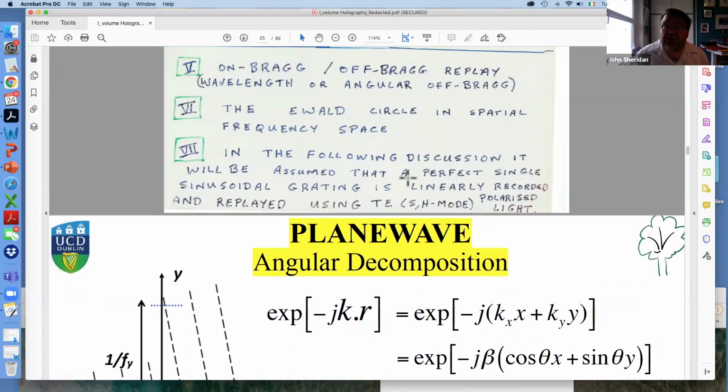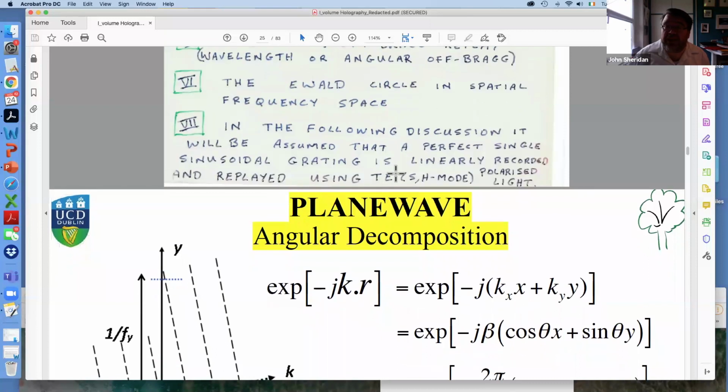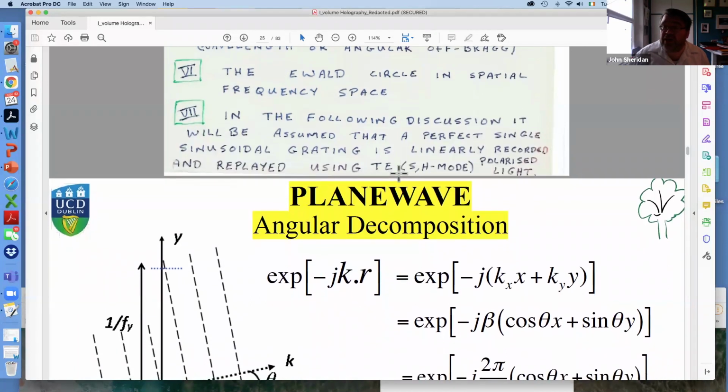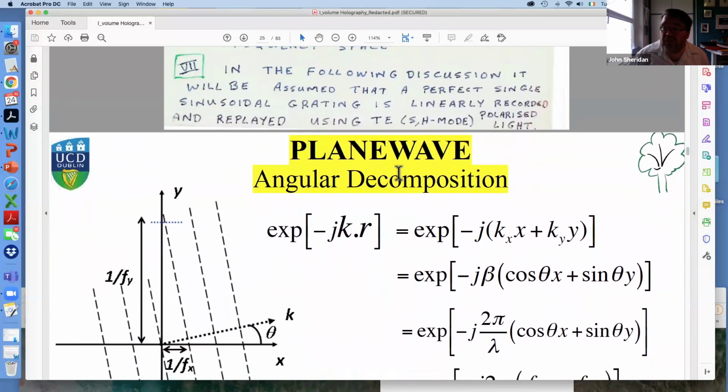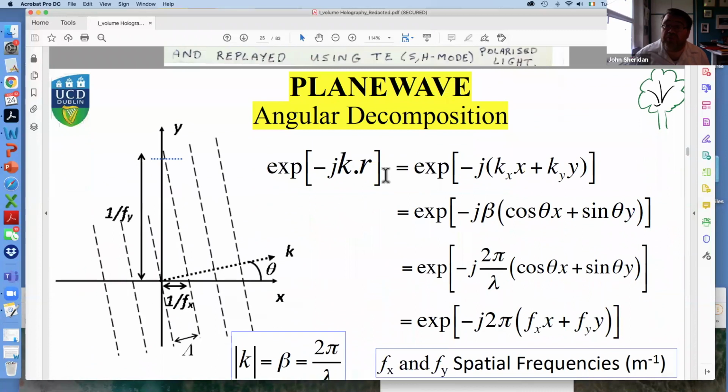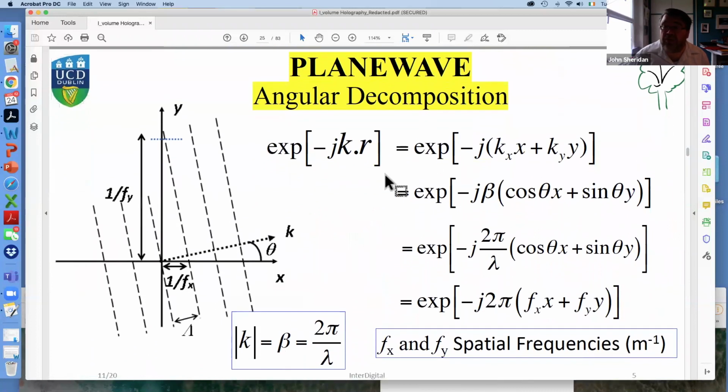In the following discussion, it will be assumed that a perfect single sinusoidal grating is linearly recorded. So certainly in this first lecture, that's what we're going to stick to, cosinusoidal gratings, and then we're going to build up to more complicated cases. It's linearly recorded and replayed using TE polarized light. So again, I'm going to talk about that later, and then we're going to go on and talk a little bit more about different polarizations. Okay? And hopefully we're going to build this up nice and slowly as we go forward.